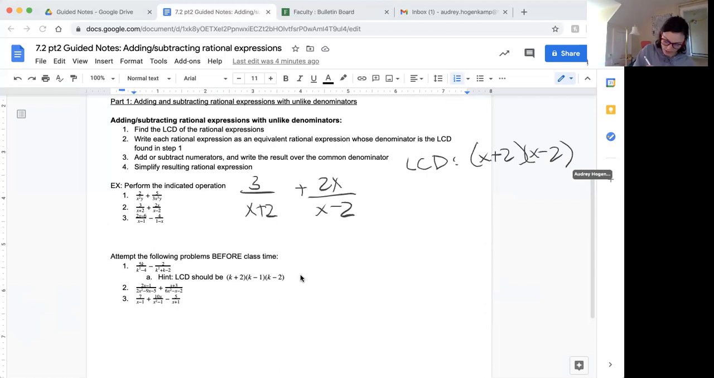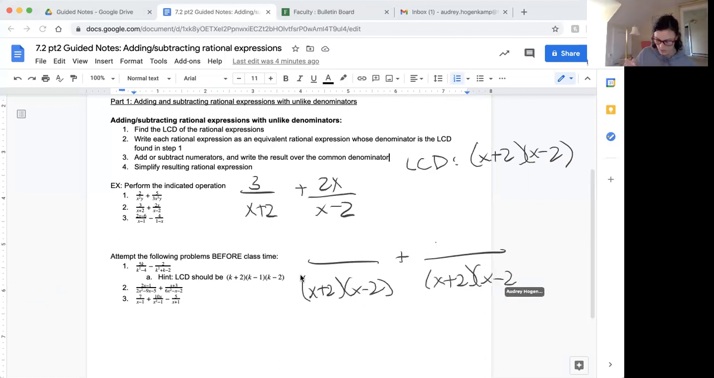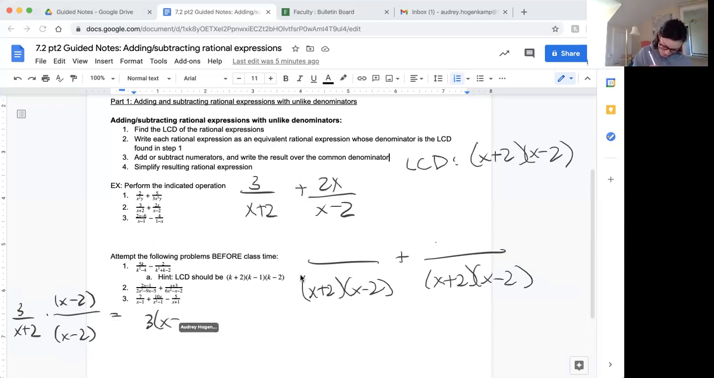And now we want to take our fractions and rewrite them over our least common denominator. Okay, and so let's first look at 3 over x plus 2. This guy is missing x minus 2. So we're going to multiply by x minus 2 over x minus 2. So we're going to have 3 times x minus 2 over x plus 2, x minus 2. So this fraction has become 3 times x minus 2.